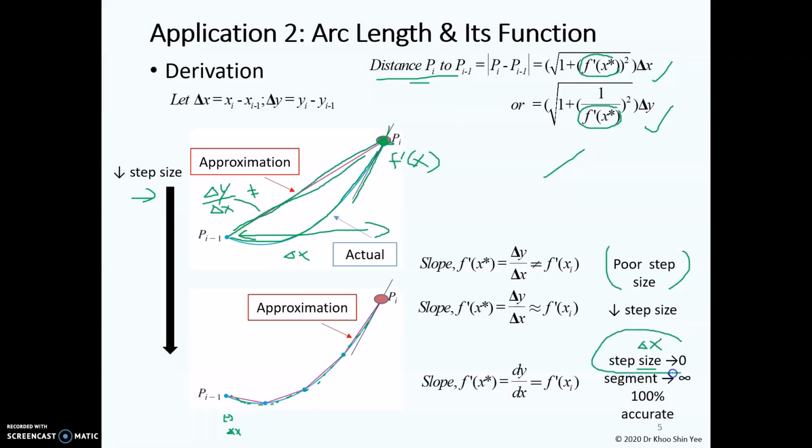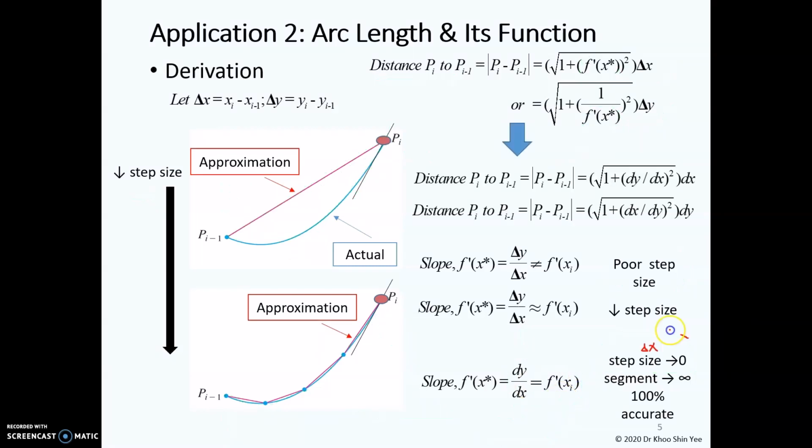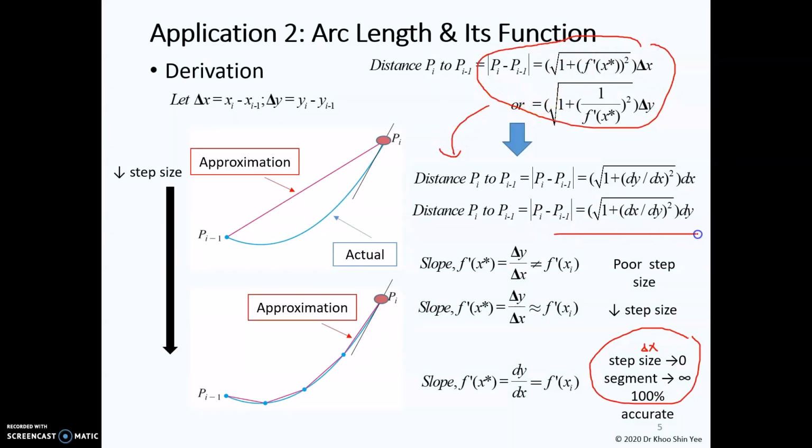If this limit is followed, then delta y over delta x here can be written as dy over dx, which is the slope of the approximation curve. In this case, the approximation curve will be equal to the actual curve here. If this limit is followed, then we can further simplify these two equations into this, where you can see the slope can be written in the dy over dx form and the delta y can be written in dx form.